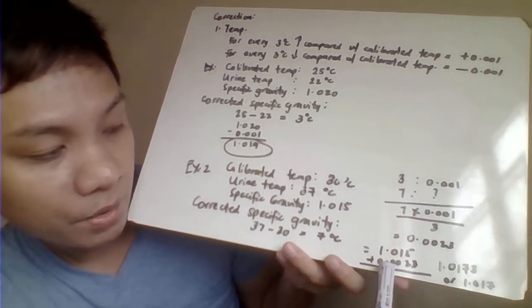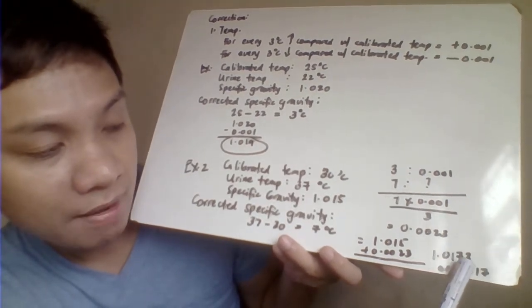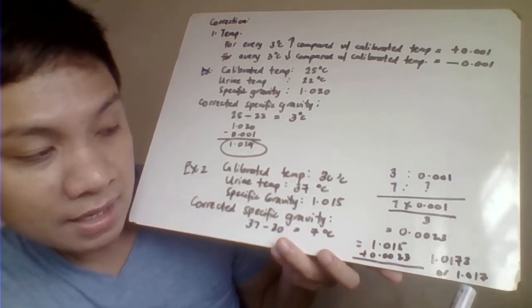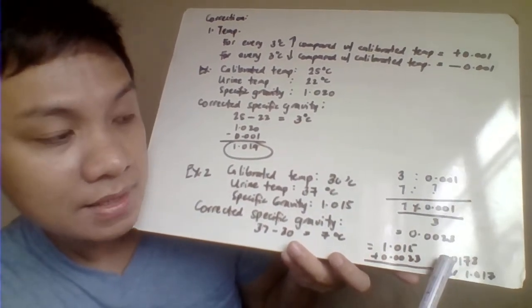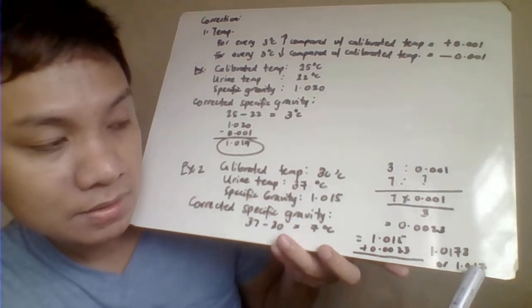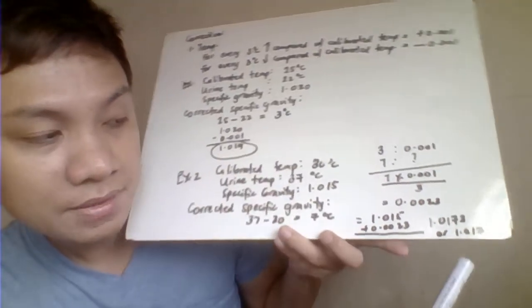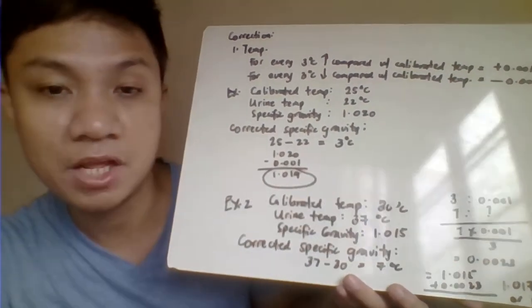1.015, then you add 0.0023, that gives you 1.0173. Since our specific gravity has only 3 decimal places, round this off, so we have 1.017. Okay, that's the correction for the temperature.